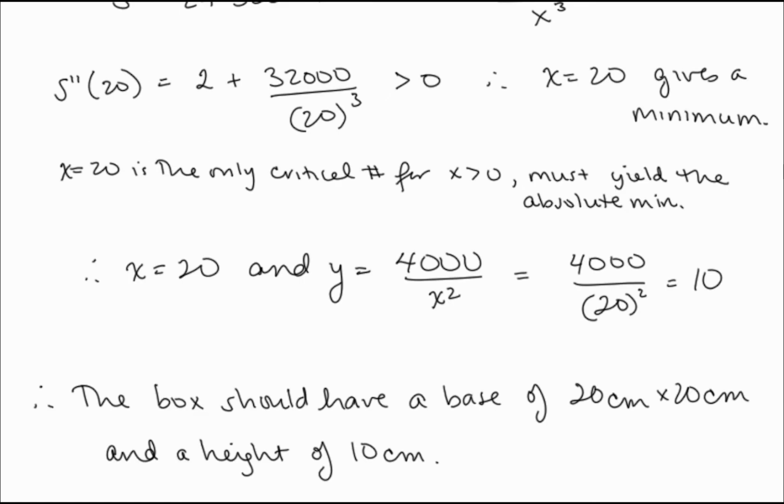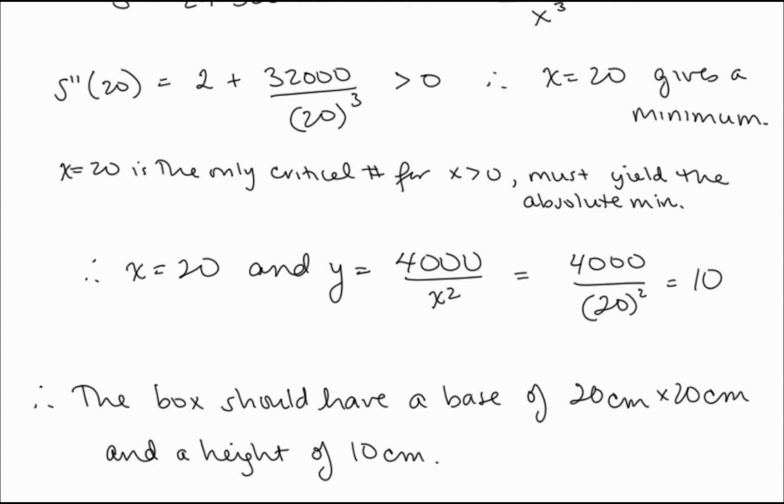So we want to make sure we answer the question now. We were asked to find the dimensions of the box that would minimize surface area. And so the box is x by y. So we know that x is equal to 20, and so y is equal to 4,000 over x squared. That's the relationship we had above. And so y is equal to 10. And so to answer the question, the box should have a base of 20 by 20 centimeters and a height of 10 centimeters.